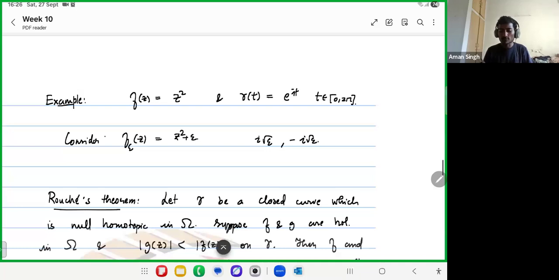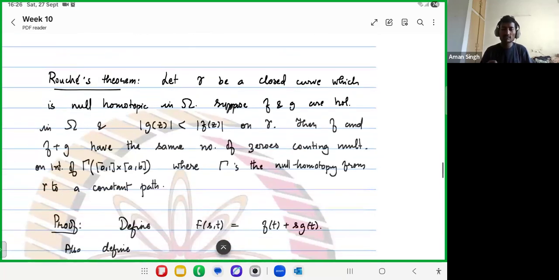So it also gives two roots, but here we have different roots, all with multiplicity one: root epsilon times i and minus root epsilon times i. So if you add something very little to a given holomorphic function, it doesn't change the number of zeros inside a curve, or inside a particular domain. The Rouché theorem is talking about that.